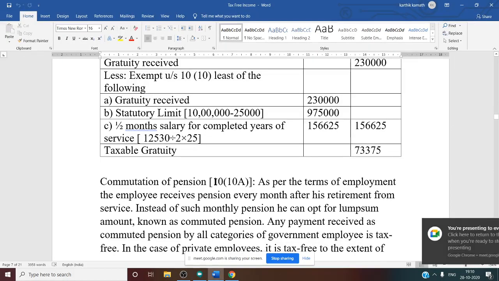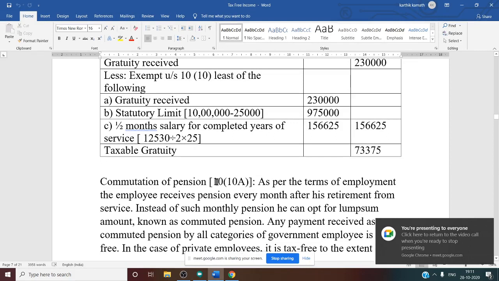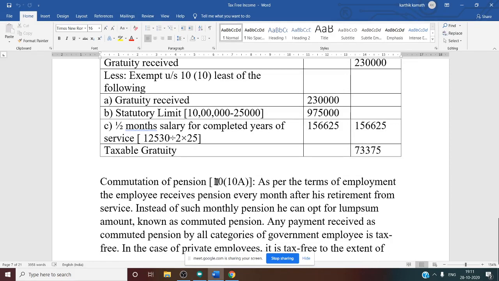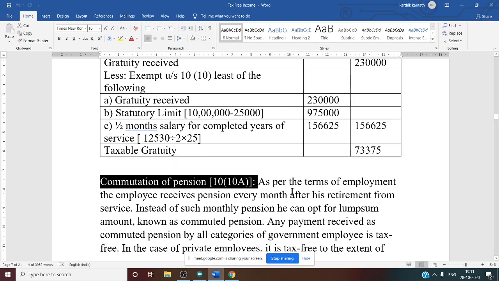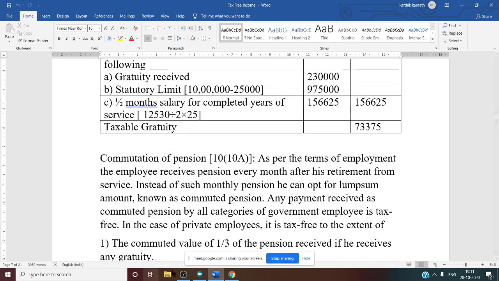Now the next topic is commuted pension. Till now we have discussed gratuity, which is under Section 10 clause 10. Now next is Section 10 clause 10A, commuted pension. Pension means that after retirement you will get a certain sum of money, whether you are a government employee or a private employee. But what do you mean by commuted pension?